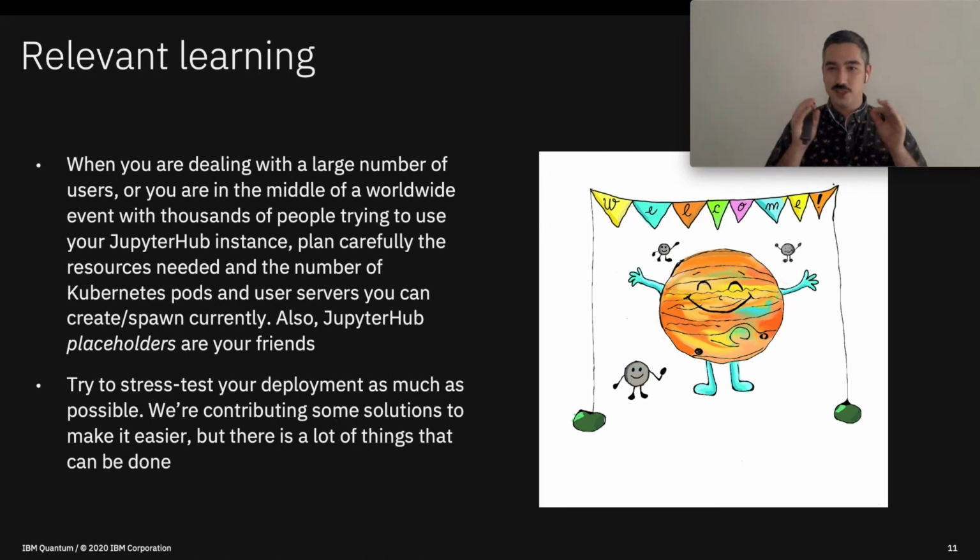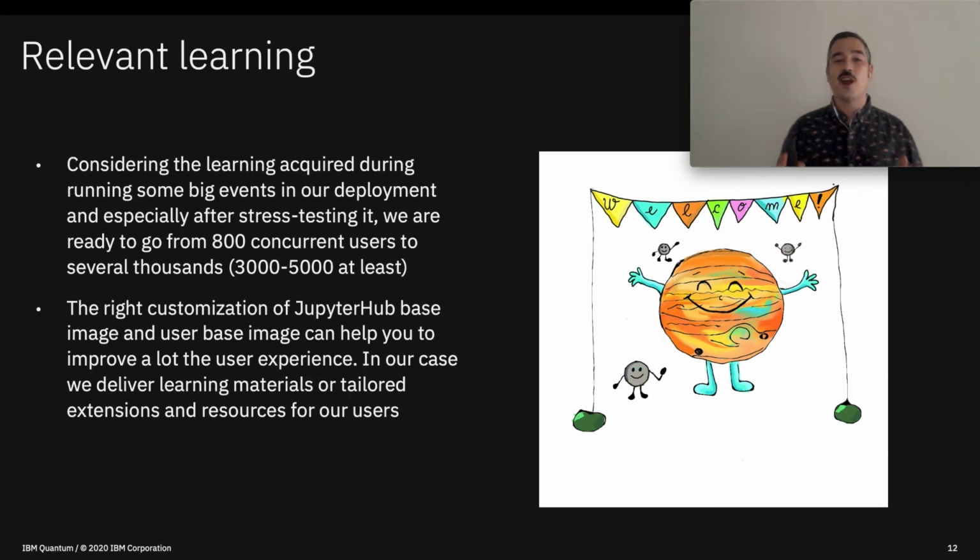Also, take this in mind, JupyterHub placeholders are your friends. Try to stress test your deployment as much as possible. We are contributing some solutions to make it easier, but there is a lot of things that can be done. Considering the learning acquired during running some big events in our deployment, and especially after stress testing it, we are ready to go from 800 concurrent users to several thousand. We have tests with 3,000 or 5,000 users concurrently at least.